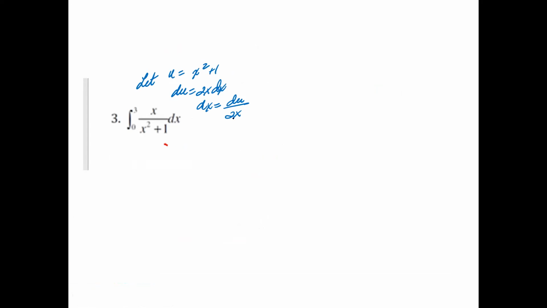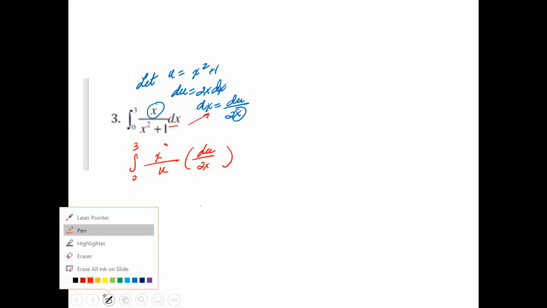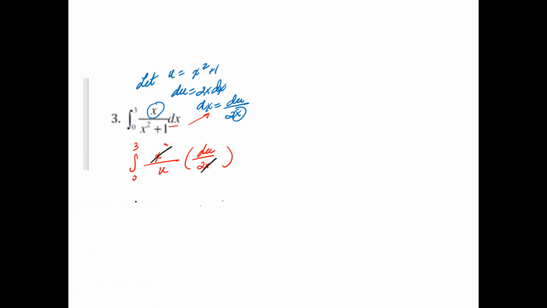And I'm just kind of glancing at this right now, and immediately I can see that there's an x there, which most likely would cancel with this x when I use u substitution. So let's move forward with this. x over u times dx. Replace the dx here with a du over 2x. And I was right, this part will cancel. So I have a 1 over 2, integral 0 to 3, 1 over u du.